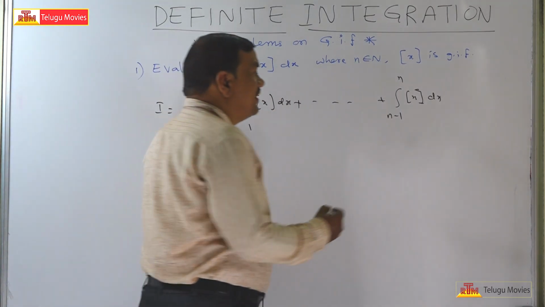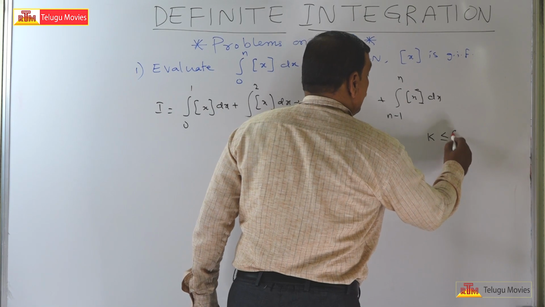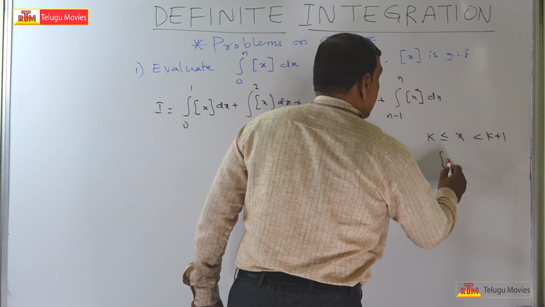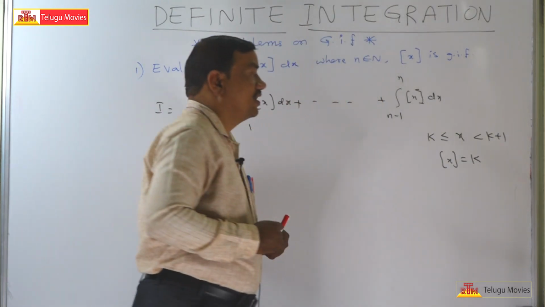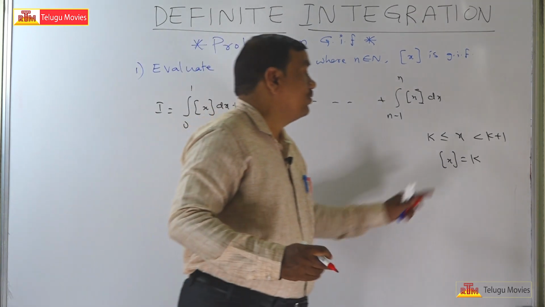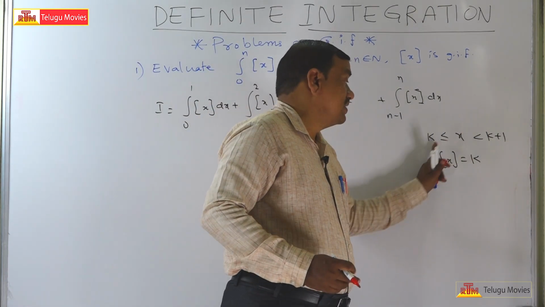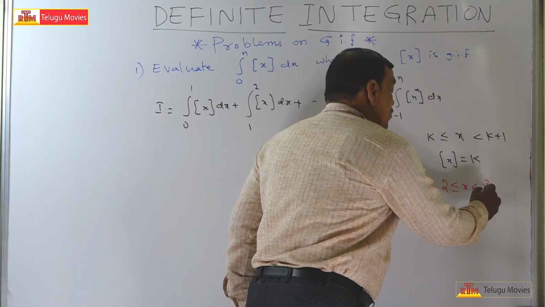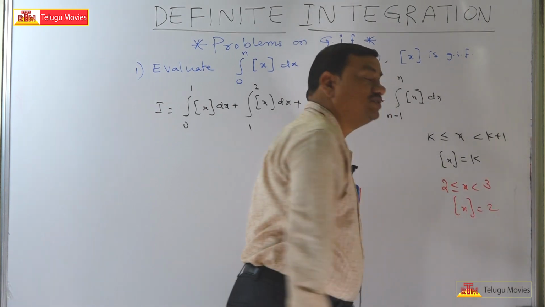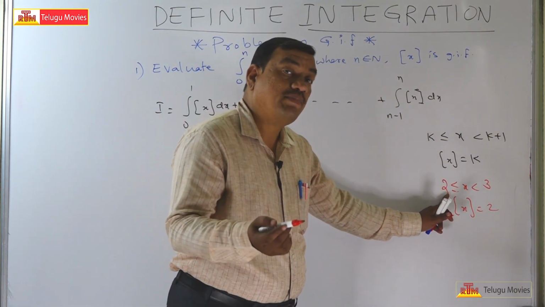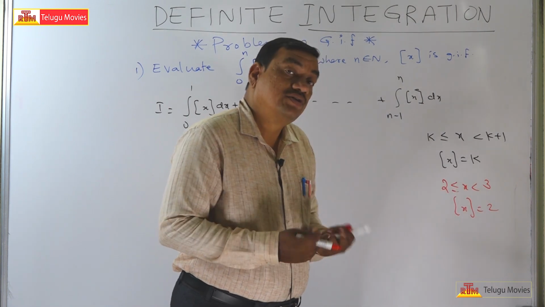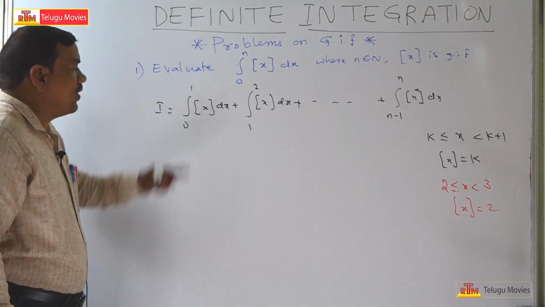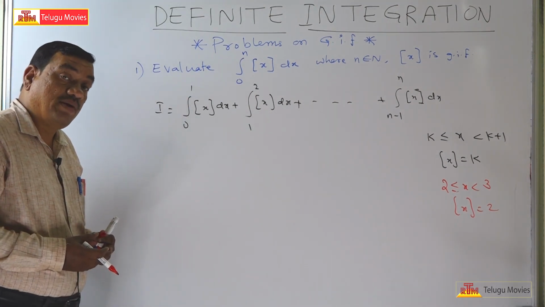Now what is the [x] value from 0 to 1? We know one very important property: if k is less than or equal to x less than k plus 1, then [x] value is k. That means if your x value lies between k and k plus 1, the [x] value is k. If 2 is less than or equal to x less than 3, then [x] is 2. Why? Because [2.1] is 2, and [2.5] is 2. Understand that.